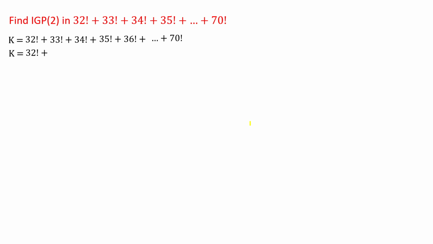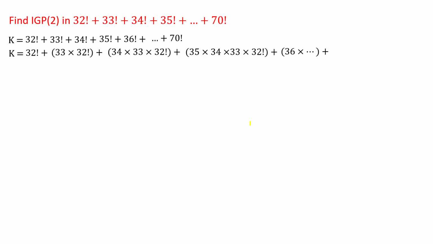Now this 33 factorial we can write as 33 into 32 factorial. 34 factorial we can write as 34 into 33 into 32 factorial. After that, 35 factorial we can write as 35 into 34 into 33 into 32 factorial. After that, 36 factorial we can write as 36 into so on, plus so on till 70 factorial. After that, we are going to take 32 factorial common.